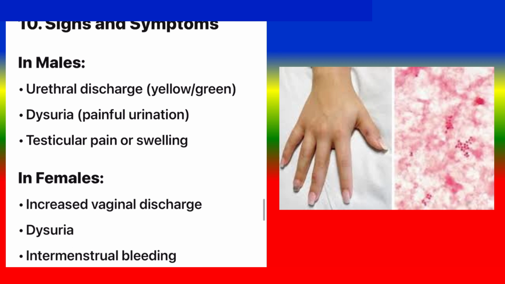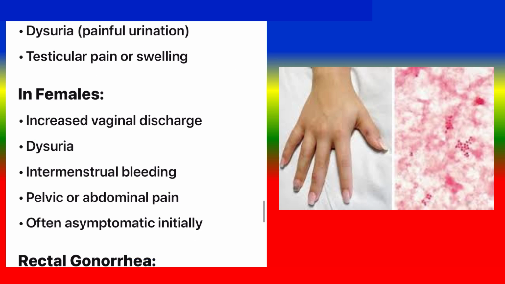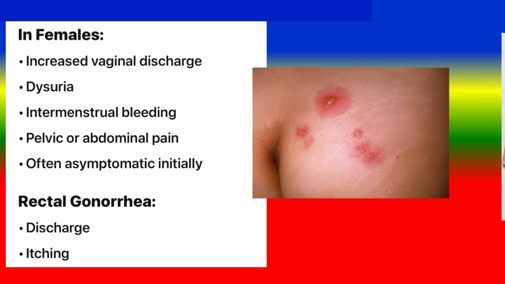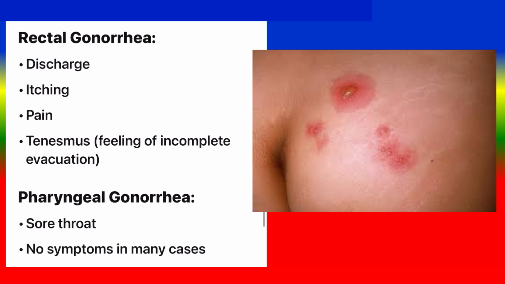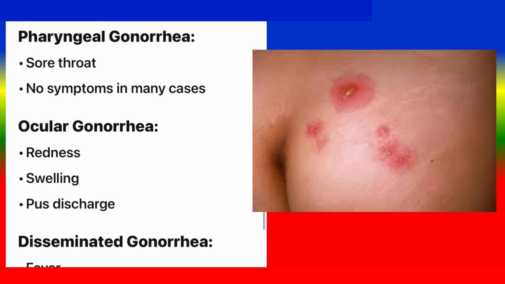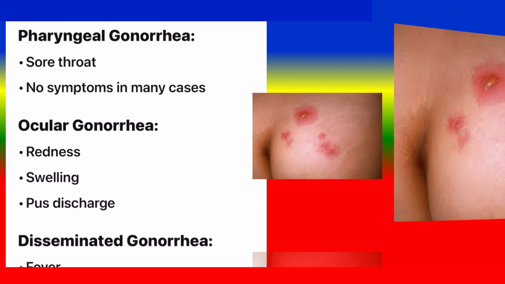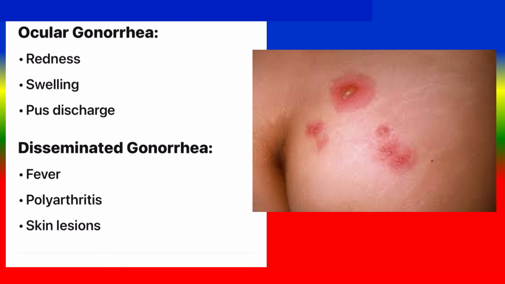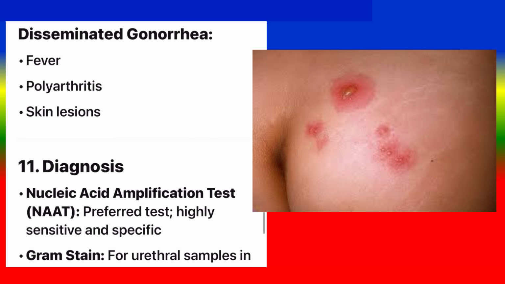10. Signs and symptoms. In males, urethral discharge, yellow-green, dysuria, painful urination, testicular pain or swelling. In females, increased vaginal discharge, dysuria, intermenstrual bleeding, pelvic or abdominal pain, often asymptomatic initially. Rectal gonorrhea, discharge, itching, pain, tenesmus, feeling of incomplete evacuation. Pharyngeal gonorrhea, sore throat, no symptoms in many cases. Ocular gonorrhea, redness, swelling, pus discharge. Disseminated gonorrhea, fever, polyarthritis, skin lesions.